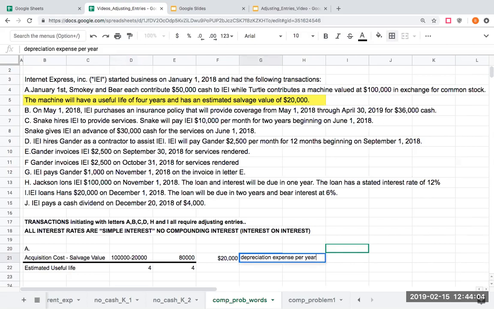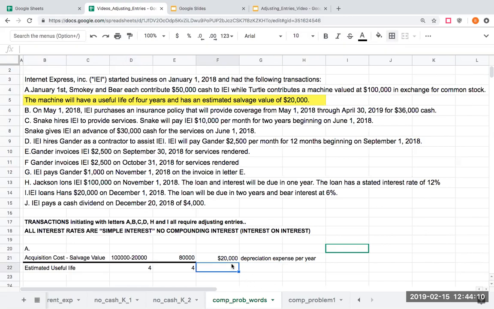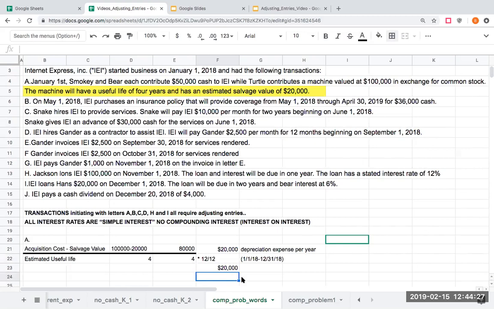And just note really quickly, because we're getting this asset on New Year's Day or January 1st, which is not really realistic, but it helps us here, I would just multiply this by 12/12 because it's a full year, or 1/1/18 to 12/31/18. And so my full depreciation expense is going to be $20,000.